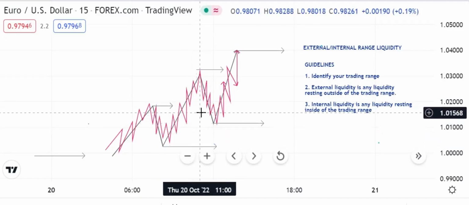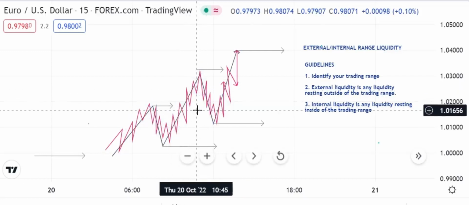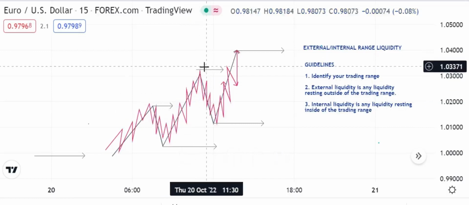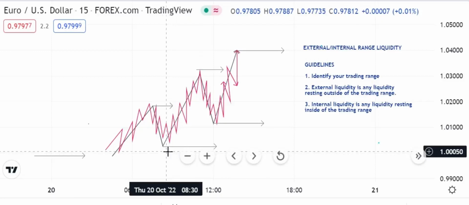So now that we have identified our trading range, the next question to ask is, what then is external range liquidity? Well, external range liquidity is any liquidity that is resting outside of your trading range, meaning any liquidity that is resting above this high or below this low is known as external range liquidity.